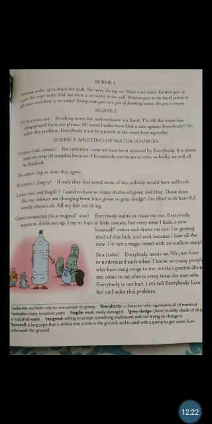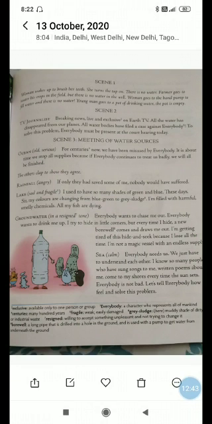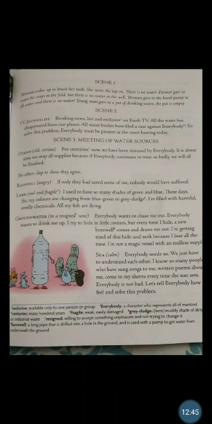Because I lose all the time. मैं सब कुछ lose कर जाता हूँ. He says I'm getting tired of this hide and seek because I lose all the time. I'm not a magic vessel with an endless supply. He says, I'm not a magic vessel. मैं कोई मैजिक वेसल नहीं हूँ कि मेरे पास endless supply रहेगी, कि मैं कभी ख़त्म ही नहीं होगा. That is what who said? Ground water.